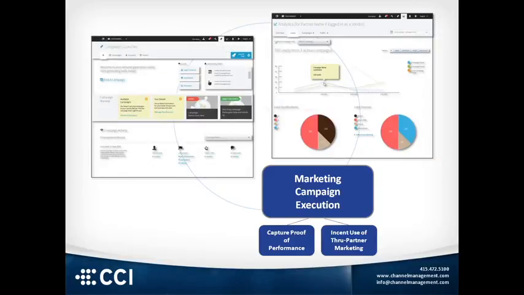Here are some examples of what these marketing campaign executions look like. It really is a powerful, powerful tool. And I think we're going to see more and more of this done.